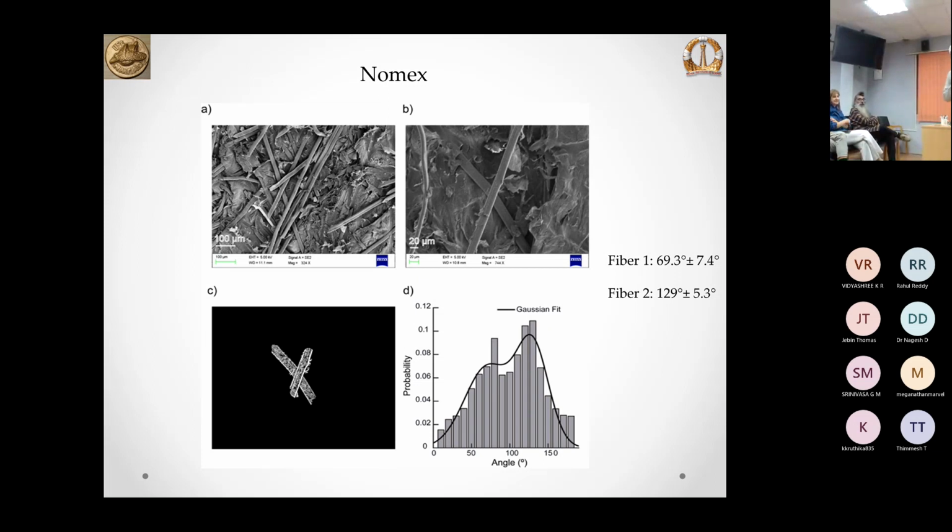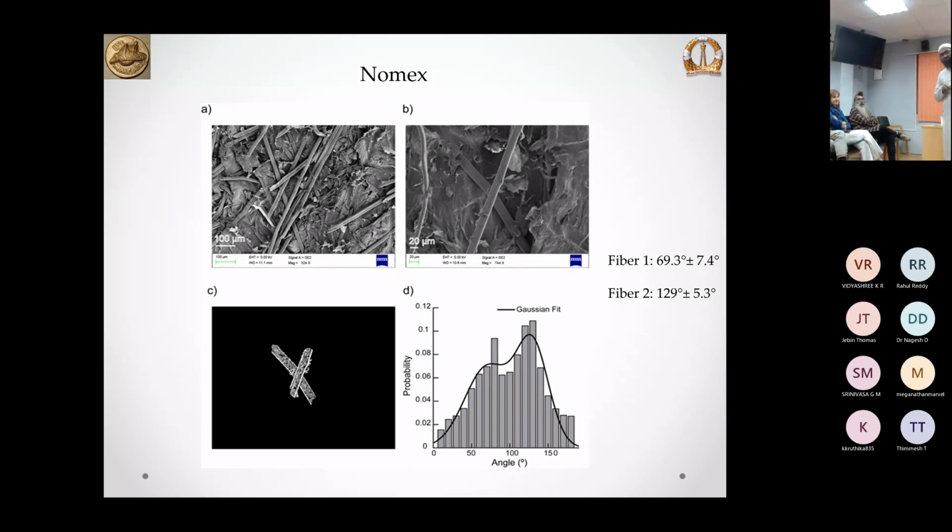So what we did is we tried to calculate the fiber angles of these two. What are those two families of fibers? So we plotted a probability distribution curve, and we got two peaks at 69.3 mean with a plus or minus 7.4 degrees, and the other at 129 degrees plus or minus 5.3. So this is almost like plus 60 and minus 60. 60, 120 is plus 60 and minus 60.